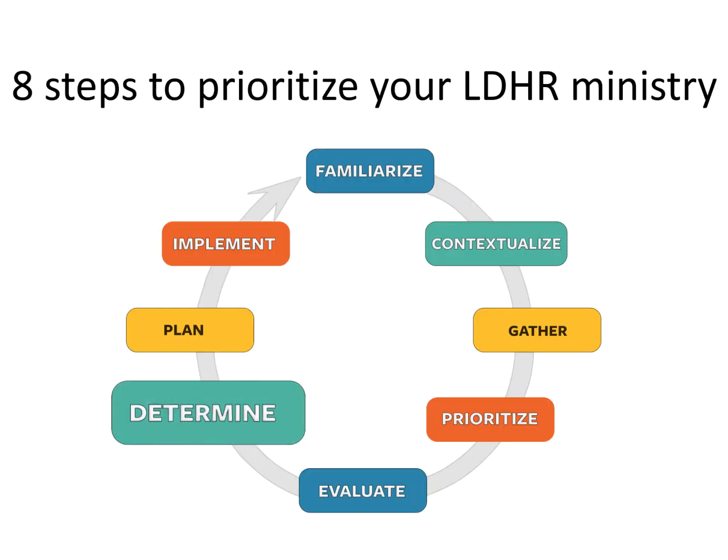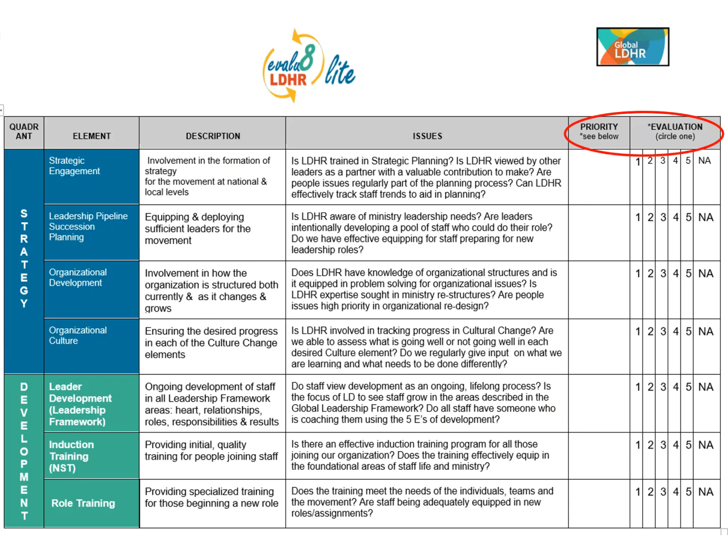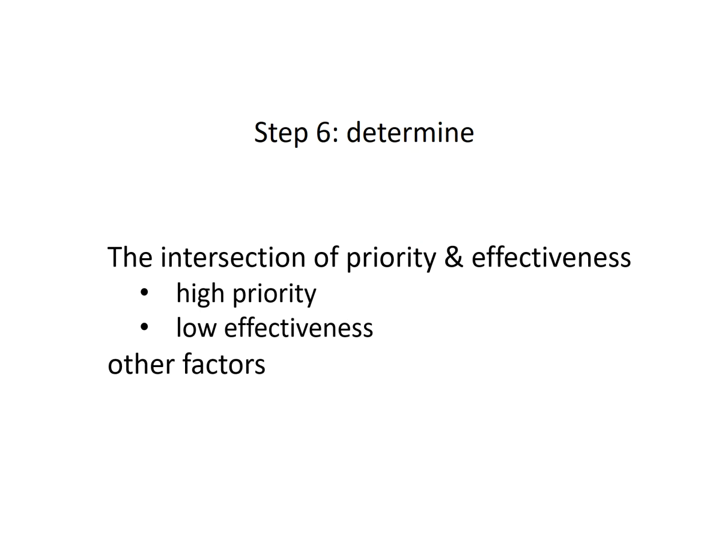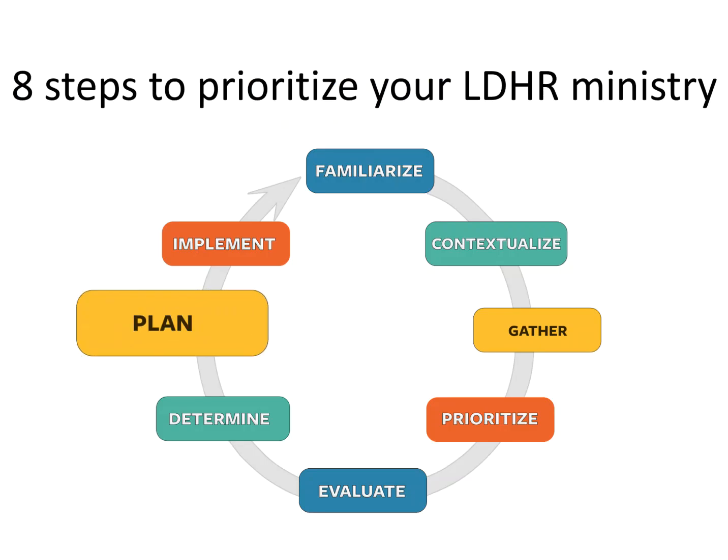Next, step 6 is to determine what your next steps should be. For this, considering your team's answers in the priority and evaluation columns will be helpful. Here we're looking at the intersection of our ratings for priority and effectiveness. Generally, the areas that have the highest priority rating and the lowest effectiveness rating will indicate our priorities for next steps. Now, of course, there may be other factors that we'll need to consider, but this is a good rule of thumb.